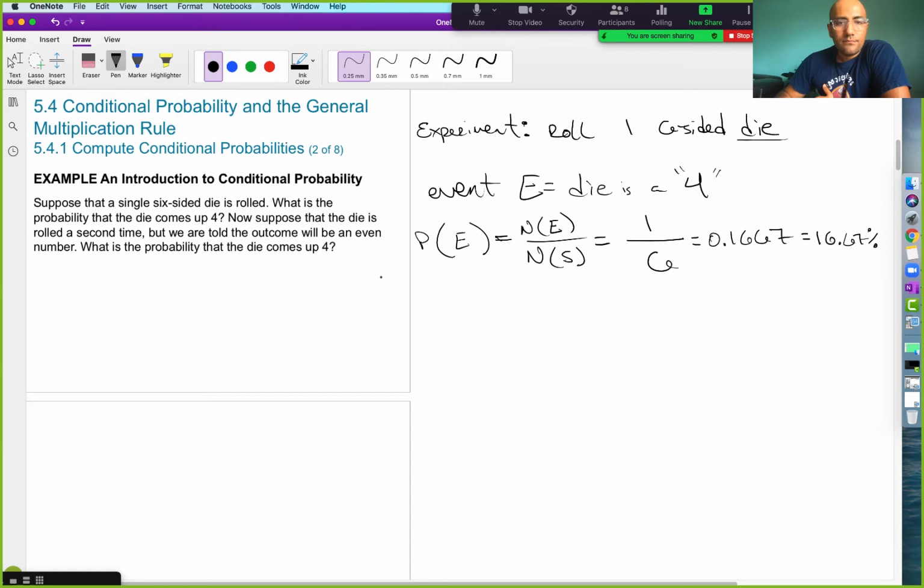Good. Okay, now suppose that the die is rolled a second time, but we are told that the outcome will be even. We know for sure that even will happen. So this is what we're going to do. What's the probability that it comes up a 4? What's the probability that the die equals a 4 given that we know for sure that it's going to be even?